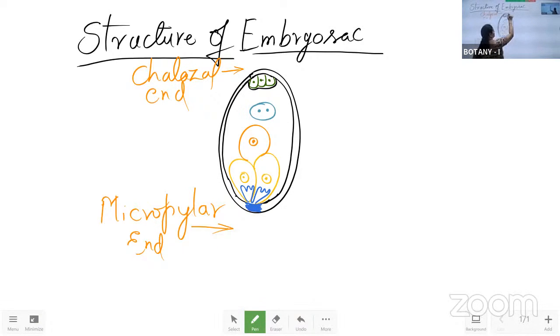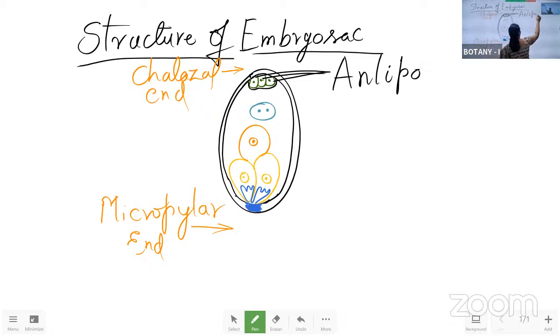Now start giving the labeling. At the chalazal end, we will see 3 cells which are present adjacent to one another. Those are the antipodals. And the central one just below the antipodals, which is present in the blue color that I have drawn, is the polar nuclei.